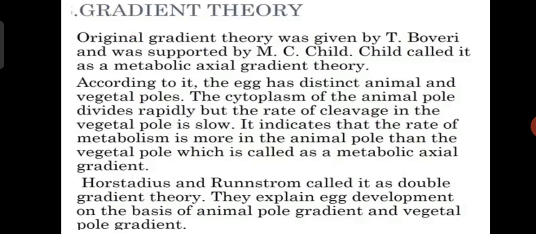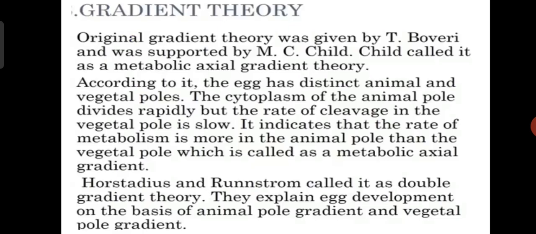However, Boveri was not able to give the proper reason for this gradient theory. But later came M.C. Child, and he strongly supported this gradient theory with his experimental evidence. He said that the animal pole is different from the vegetal pole in its rate of metabolism. The rate of metabolism is higher at the animal pole and gradually decreases towards the vegetal pole, where the rate of metabolism is lesser. Therefore, we call this theory the metabolic axial gradient theory.